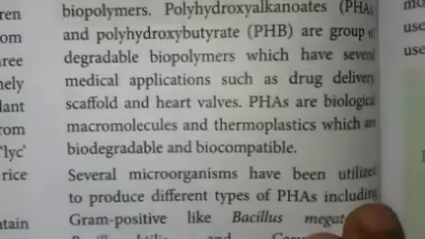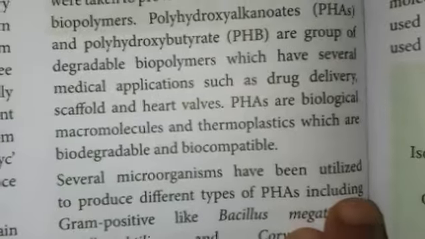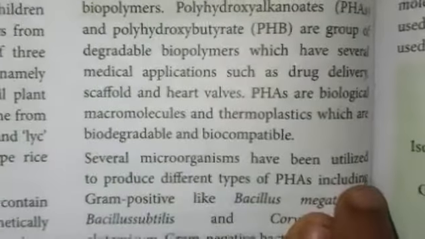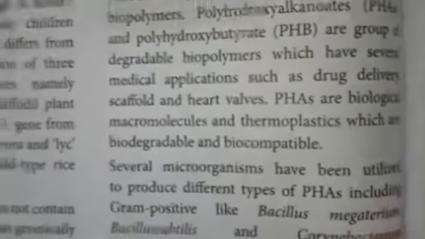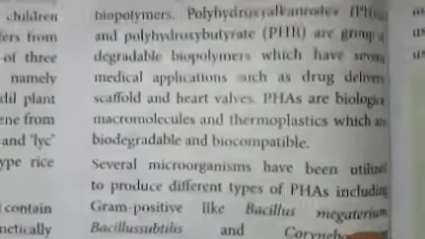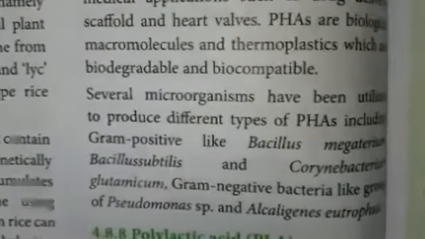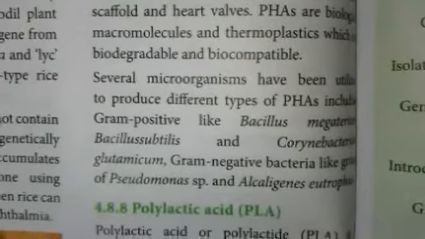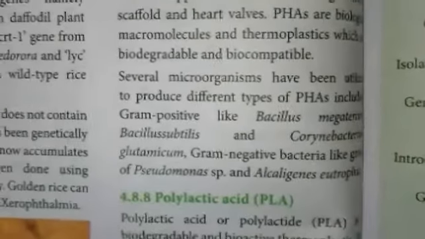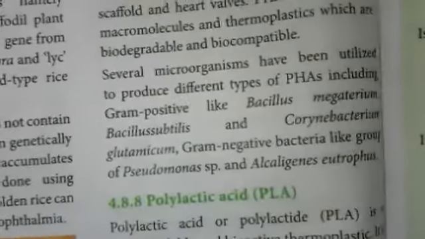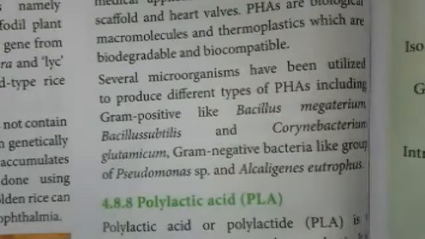Polyhydroxybutyrates and polyhydroxyalkanoates are biological macromolecules and thermoplastics which are biodegradable and biocompatible. So the PHAs are biodegradable. They can be degraded by microbial activity and they are biocompatible.